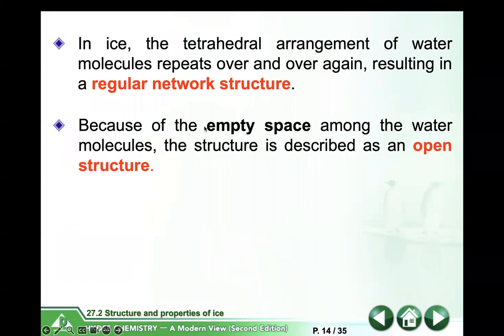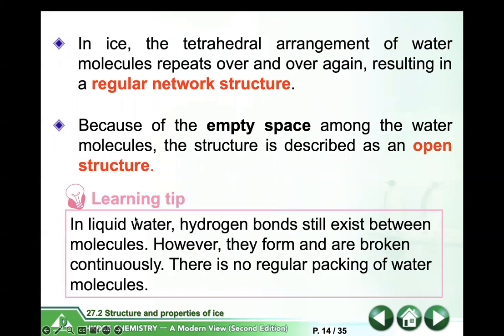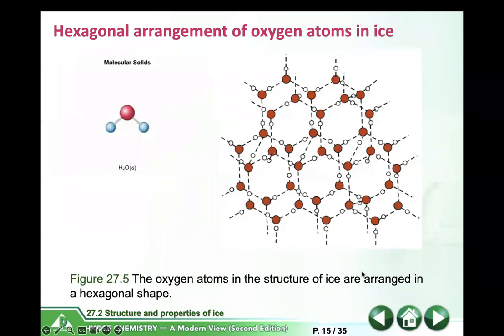But because of the empty space there, you can see the water molecules have a lot of empty space, so we say that the structure has an open structure. In liquid water, hydrogen bonds still exist between molecules. However, they form and are broken continuously. There is no regular packing of water molecules. So when we take a look here, we find the hexagonal arrangement of oxygen atoms in ice.